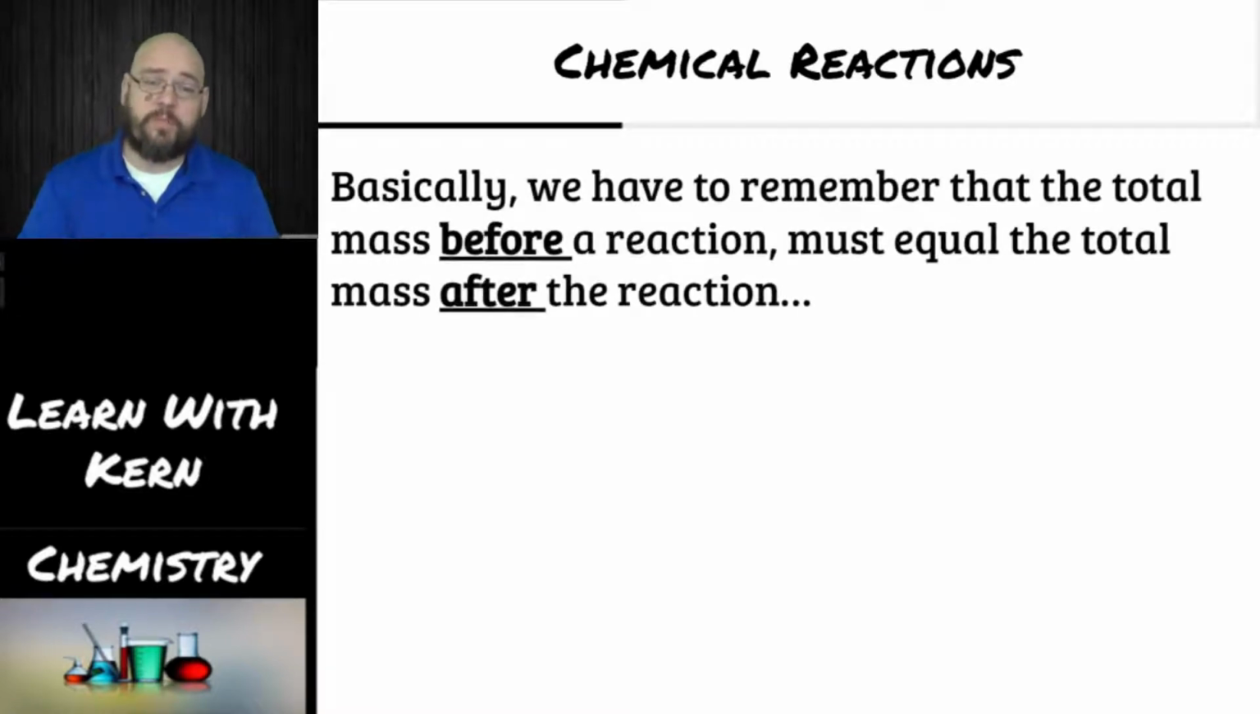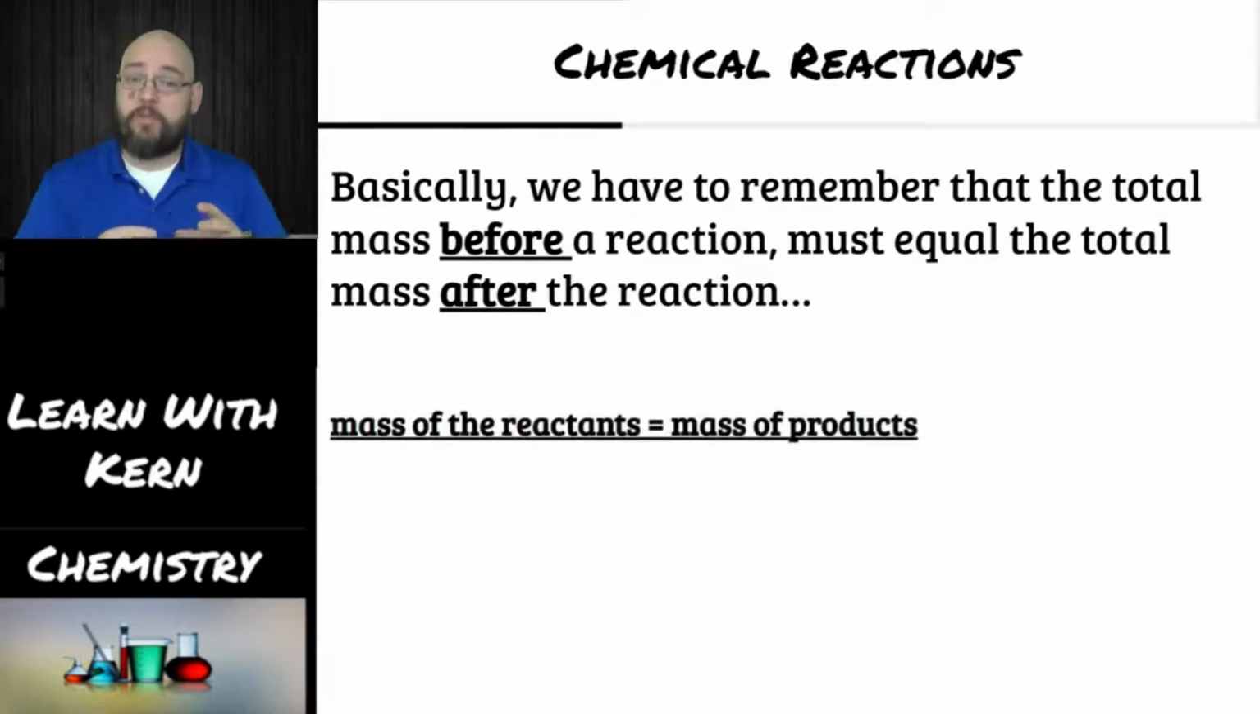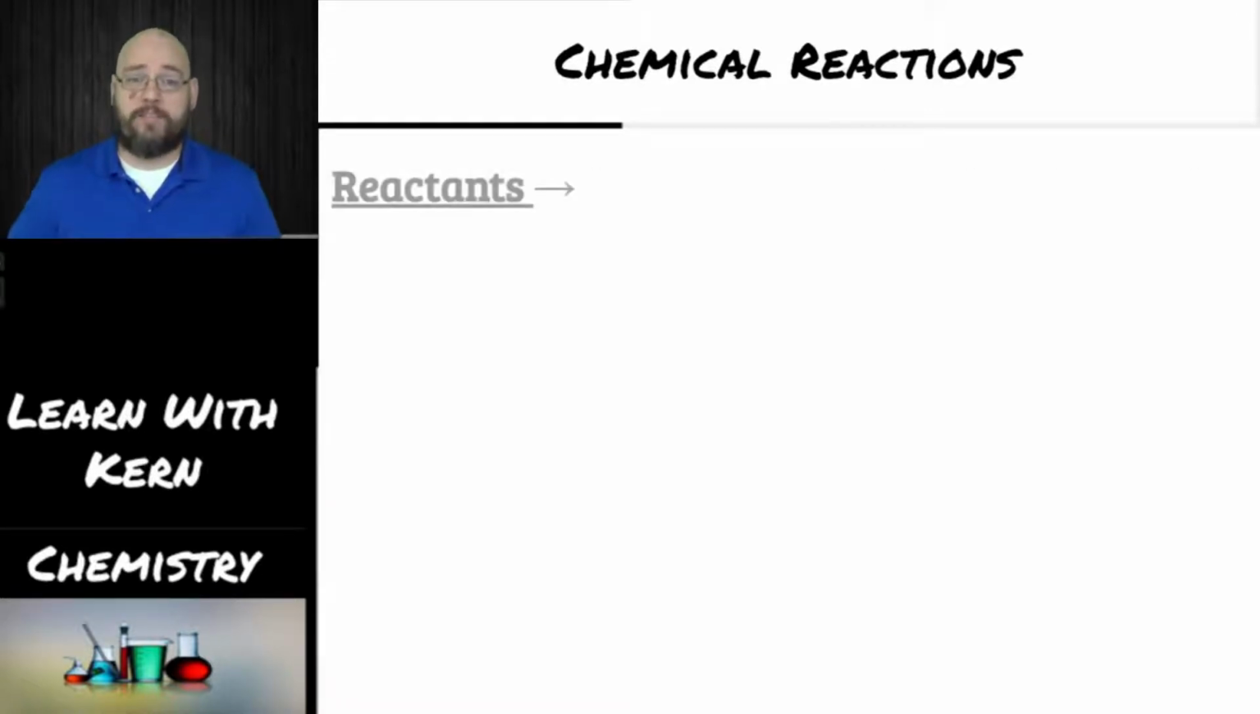So we have to remember the total mass before a reaction must equal the total mass after the reaction. So the mass of your reactants has to equal the mass of your products. The total mass of reactants equals the total mass of the products. Okay, so what are our reactants and products?